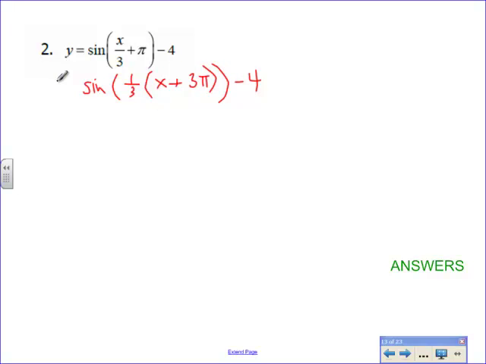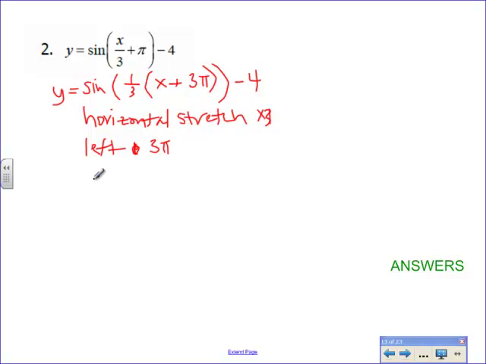Okay, so we factor first, then read left to right for your transformations. The multiplier inside is going to be a horizontal stretch or shrink. Since we take the reciprocal, it's going to end up a horizontal stretch times 3. The plus 3 pi is going to move us left 3 pi on our graph. And the minus 4 at the end will move us down 4.